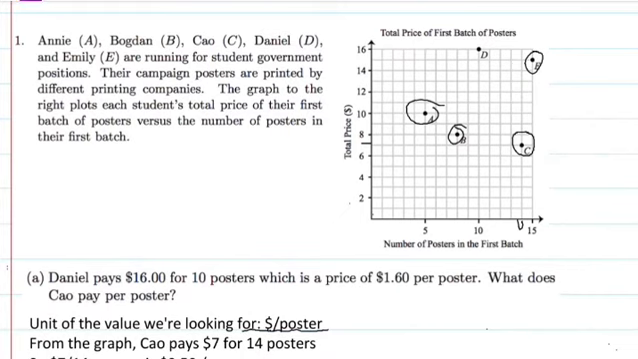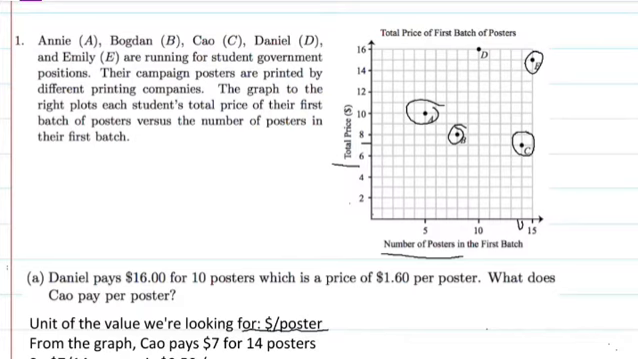So here, let's take a look at this graph. On the y-axis, we have the total price, and on the x-axis, we have the number of posters. And we know the slope of a line is the change in y over the change in x. In this particular graph, that would mean the change in total price over the change in the number of posters, which is exactly the cost per poster. So this means that for each person, the slope of the line from the origin to their point on the graph is their cost per poster. So let's draw out some of these lines and take a look.